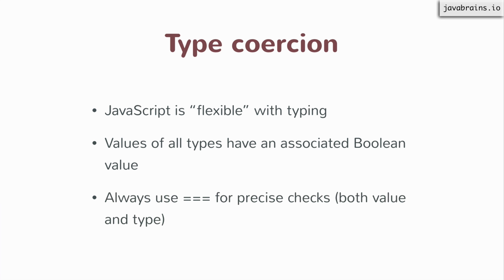And we talked about the double equals and triple equals, right? So always use the triple equals for precise checks when you want to check that both the value and the type match. If you just use a double equals, JavaScript could potentially do type coercion and see if the coerced type matches, which might not be what you want sometimes. So I personally choose triple equals all the time because I want to have both type and value checks.